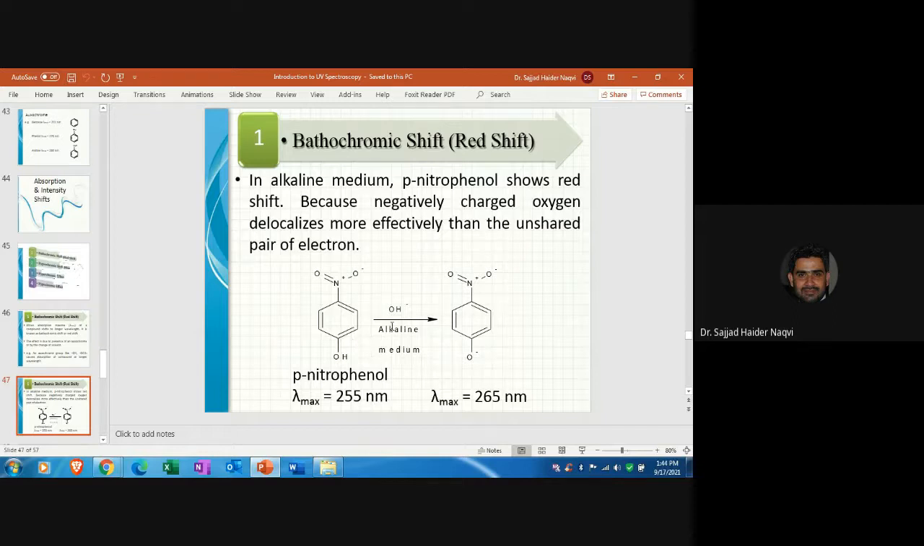But when we change the environment, we change the solvent to alkaline medium. As a result of this, you can see there is a change in the structure. And as a result of the change in the structure, with the oxygen now negatively charged, the maximum absorption jumped from 255 to 265, and that increase in the absorption wavelength is called bathochromic shift. So you got an example that the solvent can have this effect to do the bathochromic shift, and the addition of the oxochrome will also result in the same.